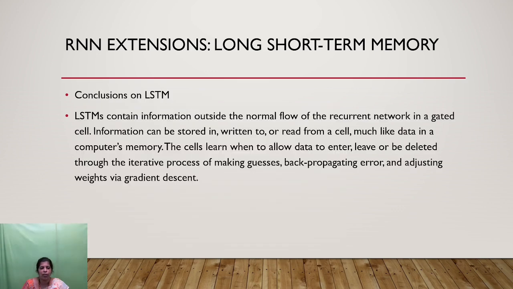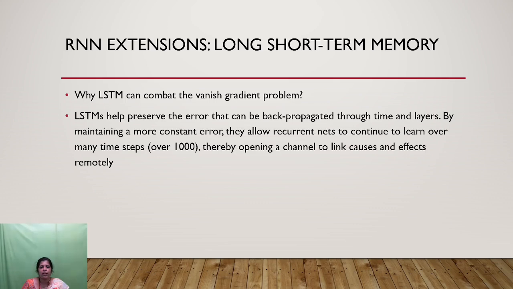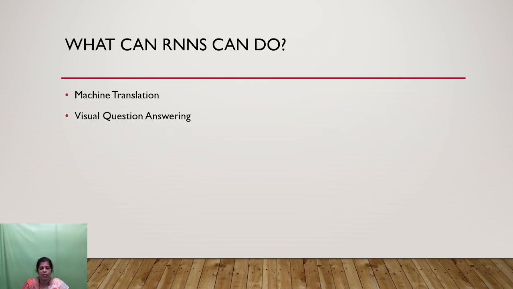So coming to the conclusion of this LSTM, it contains all the normal flow of a recurrent network in a gated cell, which can store or read from a cell, much like a computer's memory. The cells learn to allow the data to enter, leave or be deleted through the iterative process of backpropagating and adjusting the weights via gradient descent. It is able to combat the vanishing gradient problem by allowing the recurrent network to continue to learn over many steps, thereby creating a channel to link cause and effect.